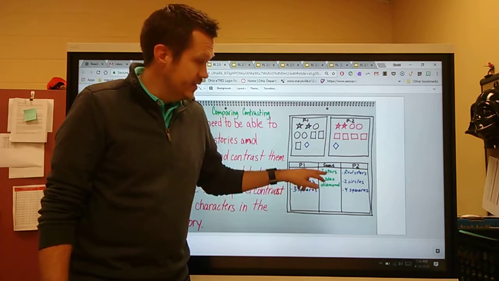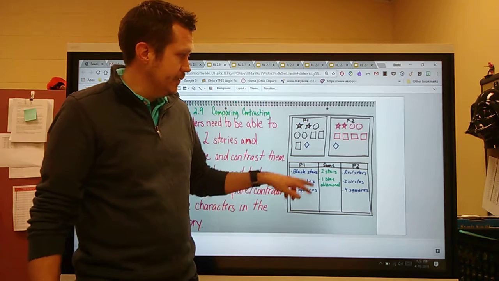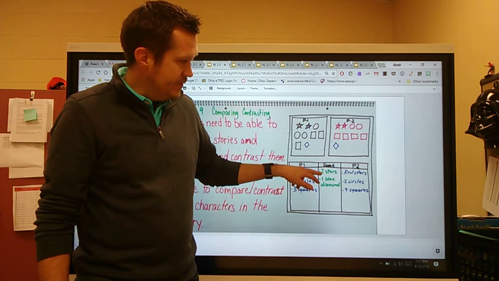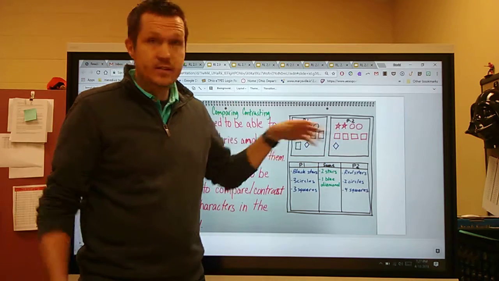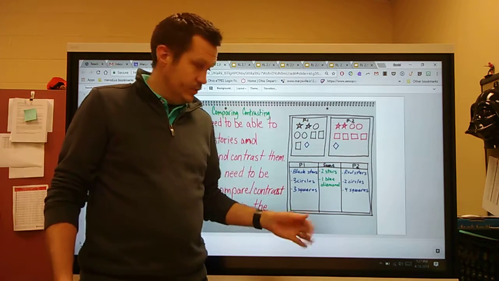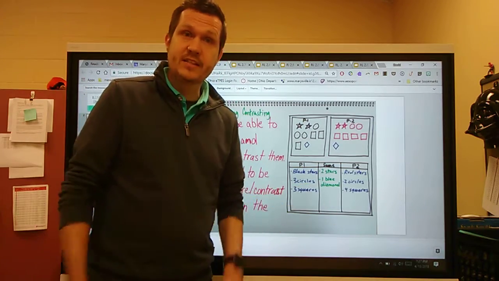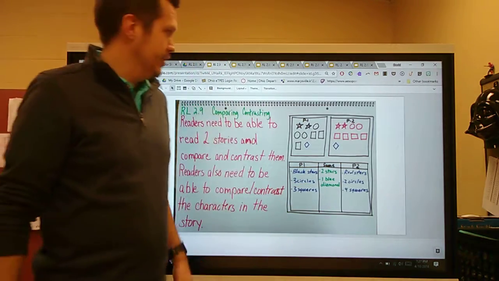But here's some things in the middle where we say what they have the same. That's where we compare them and say they're the same. So the things that they have the same is 2 stars. They both have 2 stars. That's true. And they both have 1 blue diamond. That's true. So on the outside, we say what's different about them, and on the inside, we say what is the same. So let's try this out with another picture.